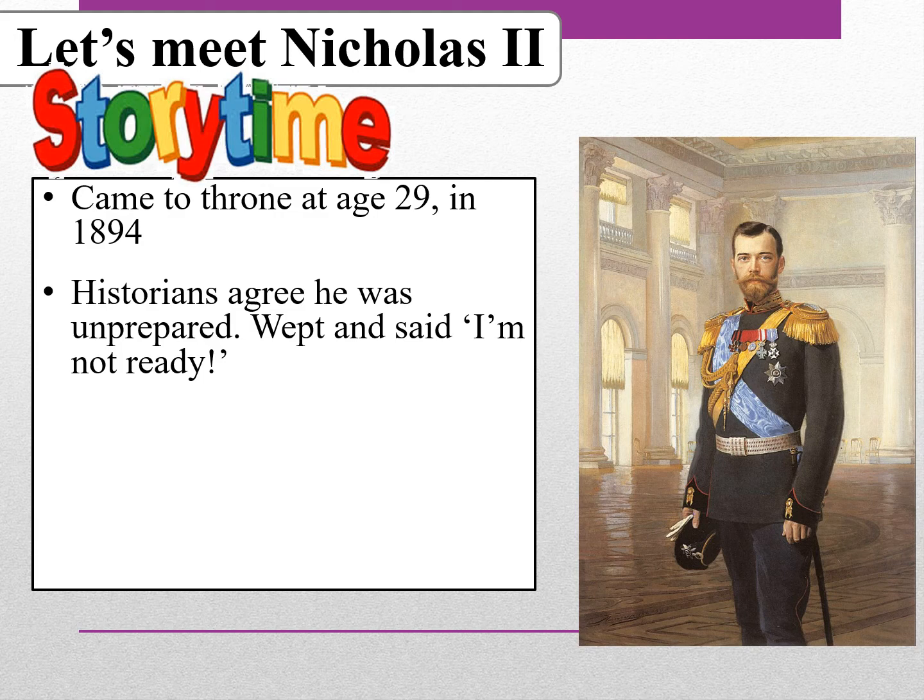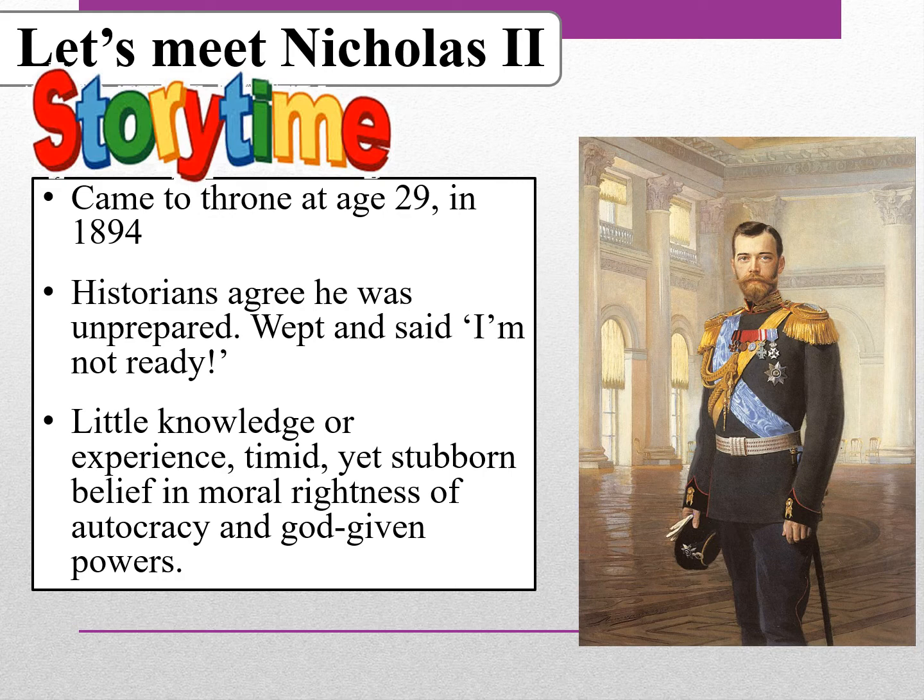He actually wept when he was told that his father had died, and it wasn't just because he was upset about the death of his father, it's because he claimed, "I'm not ready." He didn't feel that he was ready to take over. He had very little knowledge or experience, he was quite timid, but he was very stubborn, and he had very stubborn beliefs in the moral rightness of the autocracy and God-given powers. He thought that that was the only thing he was definitely 100% sure of, and the thing that he would most defend, which in a time where you really need your Tsar to change is probably not the best attribute for you to have.